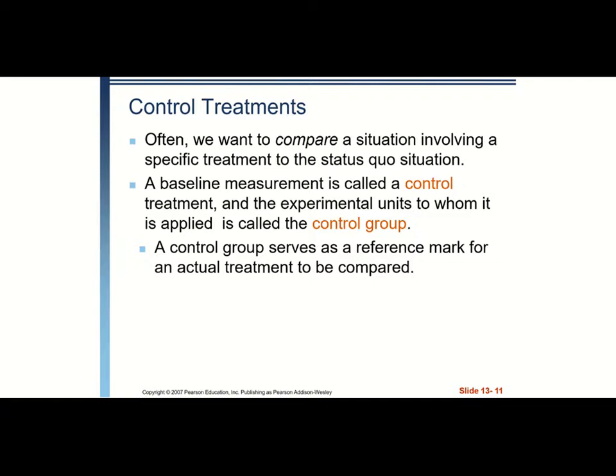Control groups don't have to receive no treatment. They can receive a treatment that just produces a known result. Like if the farmer has used the same fertilizer for a long time and knows how well the crops grow using that fertilizer, that could serve as the control group as well.